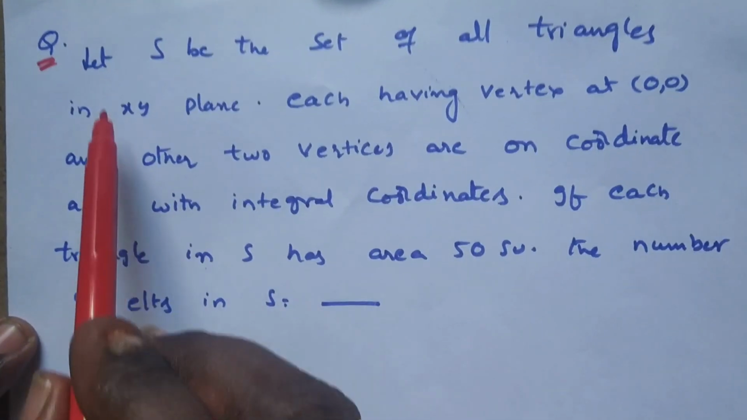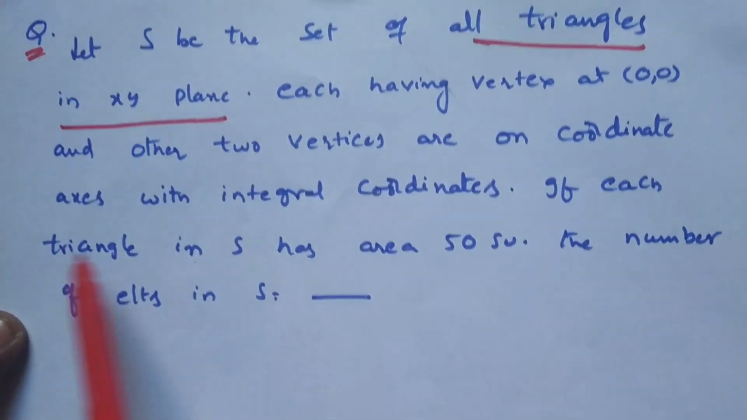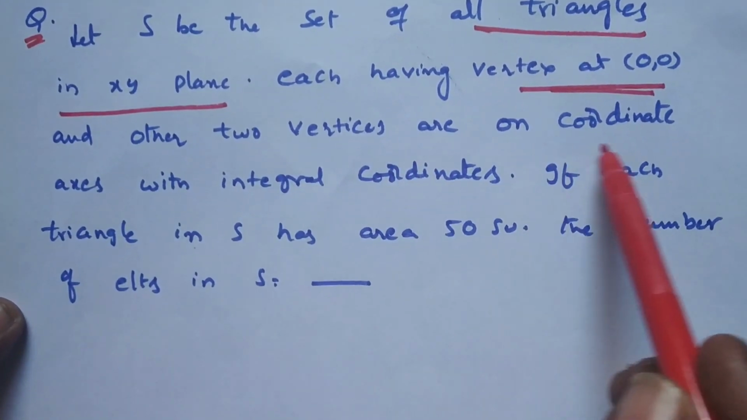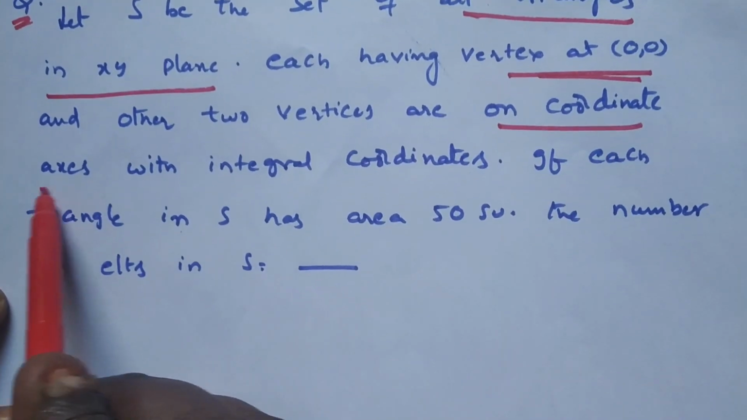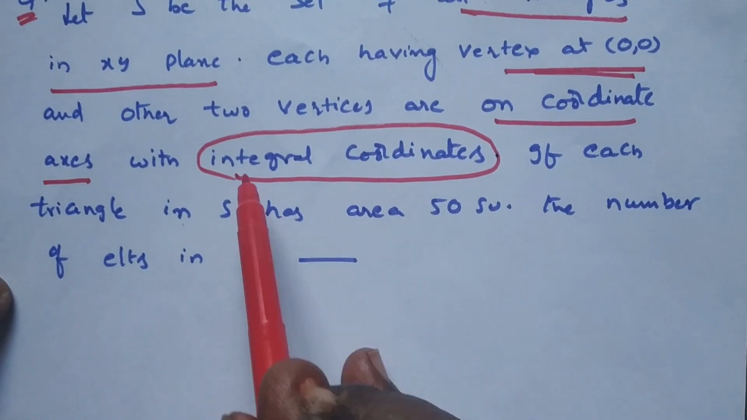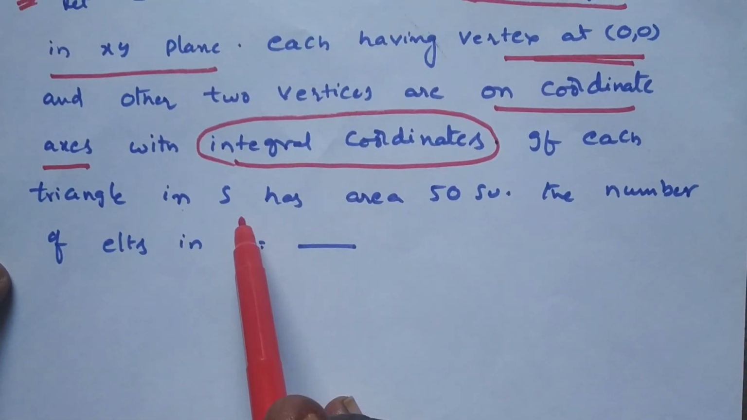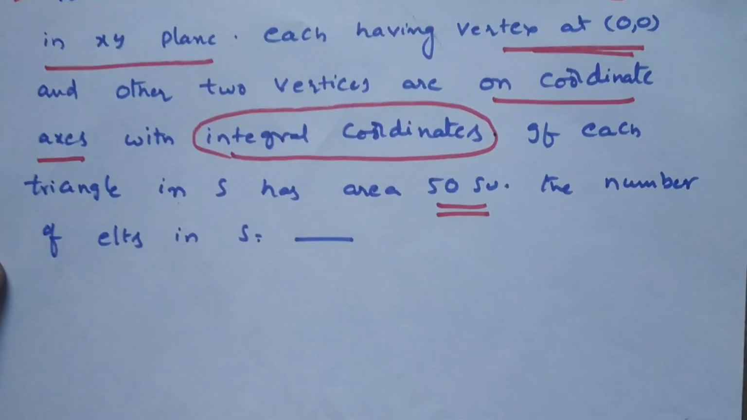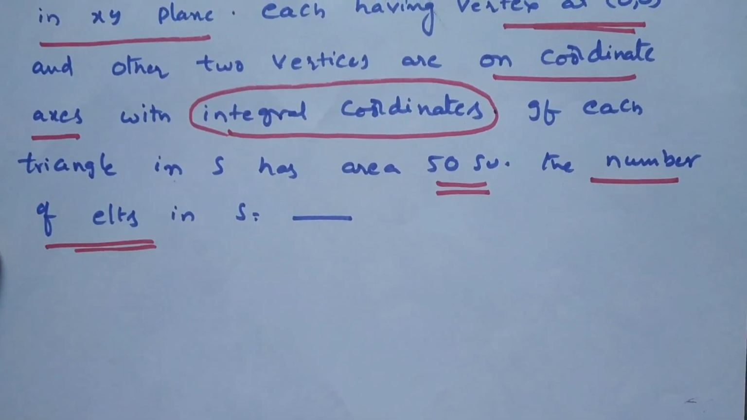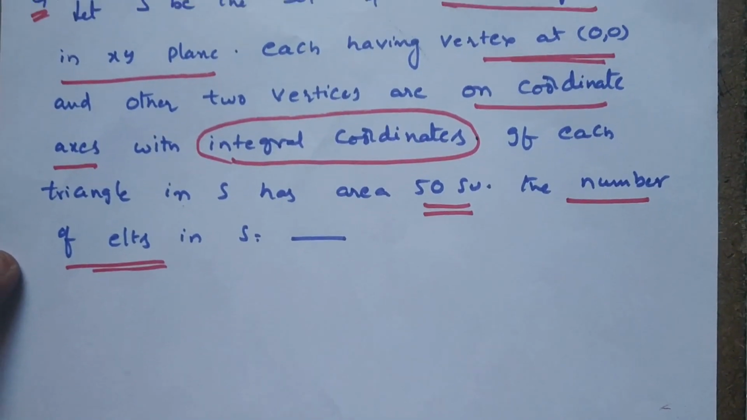See this question. Let S be the set of all triangles in the xy plane, each having a vertex at the origin and the other two vertices on the coordinate axes with integral coordinates. If each triangle in S has area 50 square units, it is fixed, then the number of elements in that S is what? It is a very interesting question.